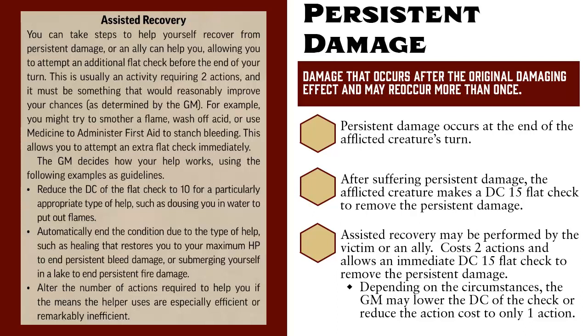If you say you open your water skin and you pour it on you, they may lower the DC of that check to 10. And if you spend 2 of your actions to jump into a river, then they may rule that the fire automatically goes out without the need for any additional flat check. The GM is also free to make any other judgment calls that they think are appropriate, such as increasing or decreasing the number of actions needed, or automatically ending bleed damage once you're healed to full.